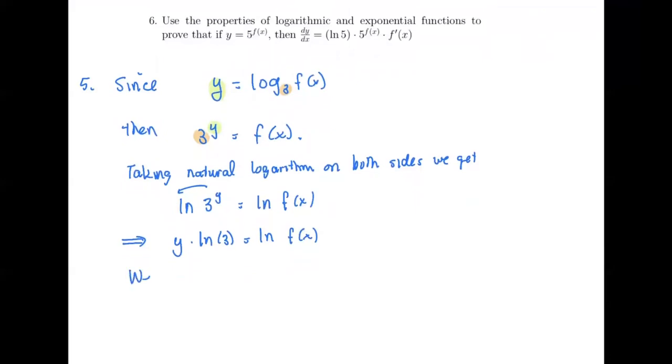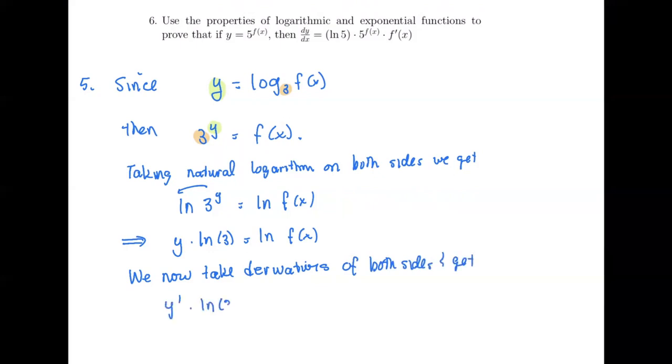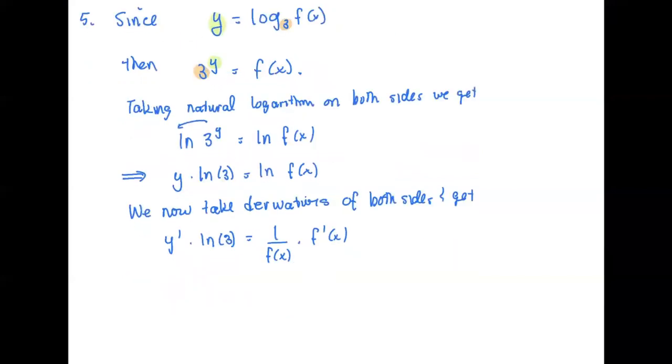We now take derivatives of both sides. Again, some of the people whose work I'm reading, I'm not understanding what's going on. But now we take derivatives of both sides and get y prime times the natural log of 3. The natural log of 3 is a constant. And here I use my log rule, 1 over f of x, and the chain rule, the derivative of the inside. And then again, the arrow, y prime.